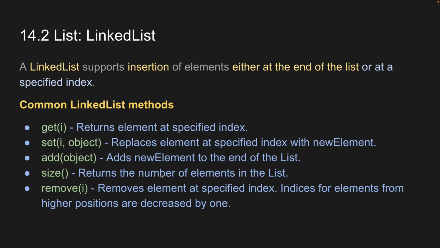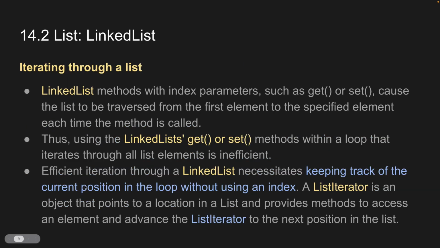We have get, which is you can get the item at that specific index. You can set an item at a particular index. You can add an item, which when you add an item, it adds it to the end of the collection. You can return the size, and you can remove. Okay?